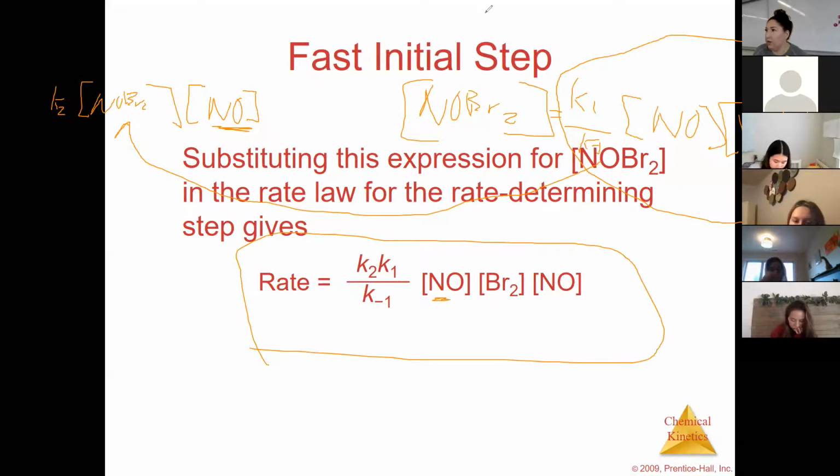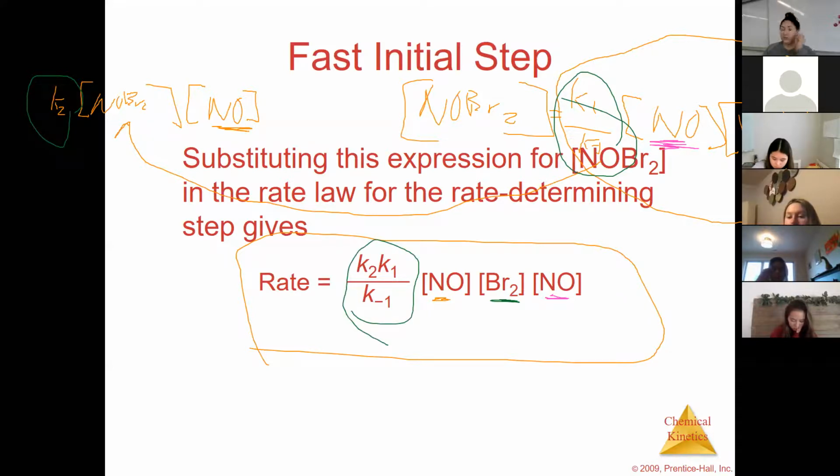NO from here, NO from here, Br2, Br2, and then this is all the K values together, right? All of this and this. And NOBr2 is now not in the equation, but we know it's equivalent to NO times Br2 times some Ks. So we can substitute that in. And now we have an appropriate rate law that describes the slowest step without using an intermediate. Questions?